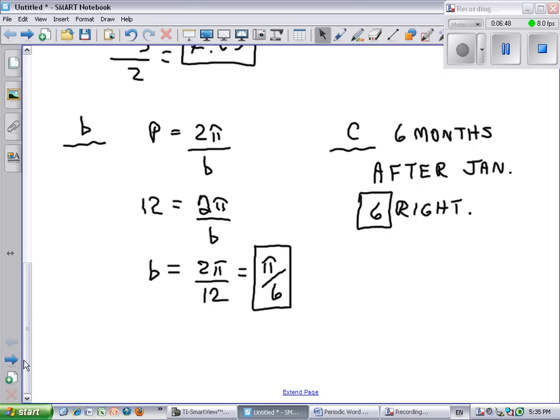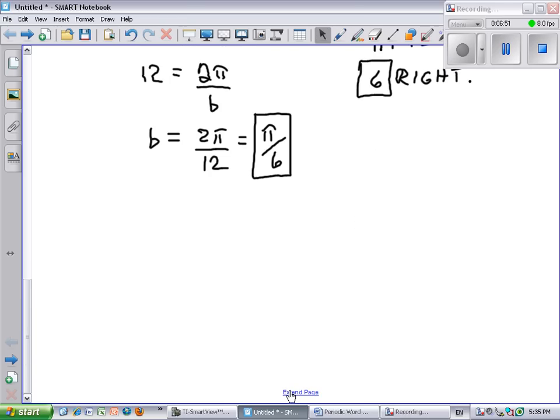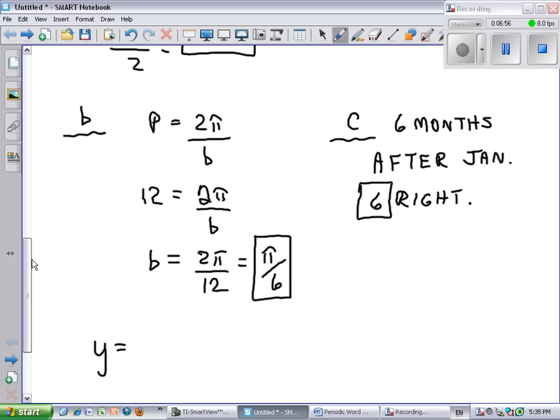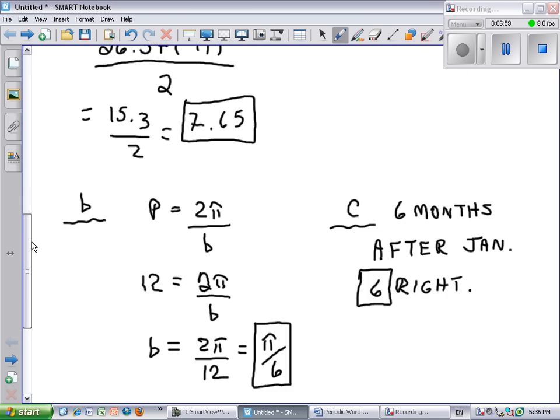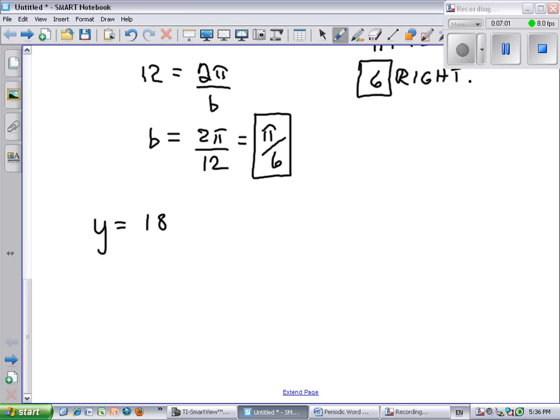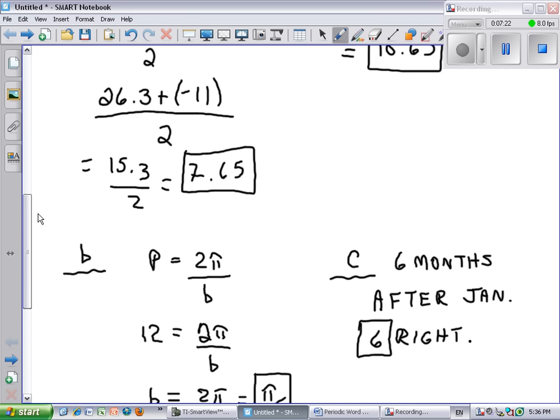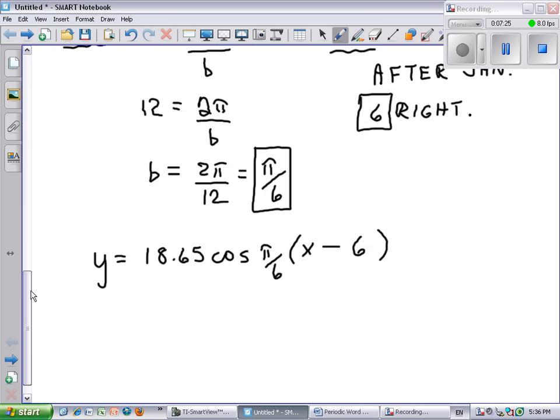We're ready to write our equation. The equation would be y equals, amplitude was 18.65, cosine, B value, pi over 6. Remember, the B value must be factored out. X, this graph's gone to the right, the maximum has, so the phase shift is 6 right. C value, X minus 6. And the D value, as we found out earlier, is 7.65. Units shifted up.